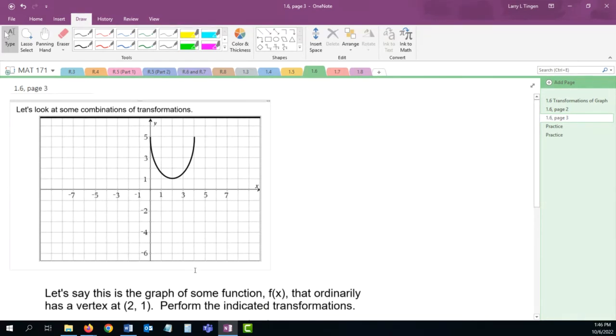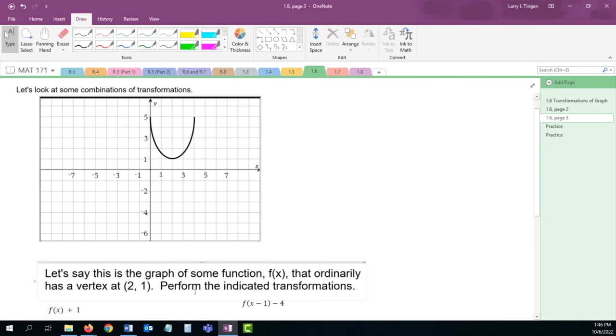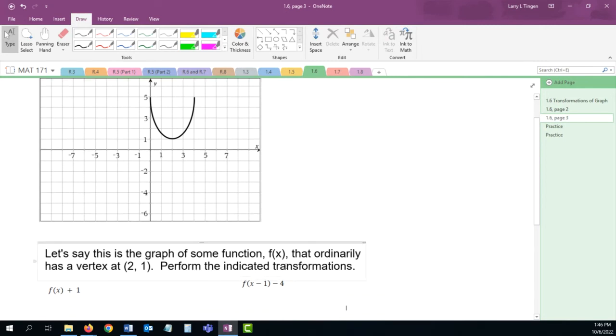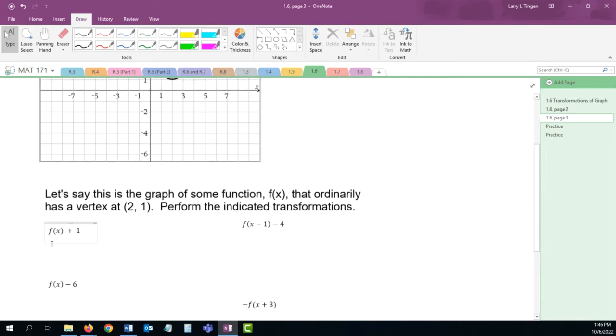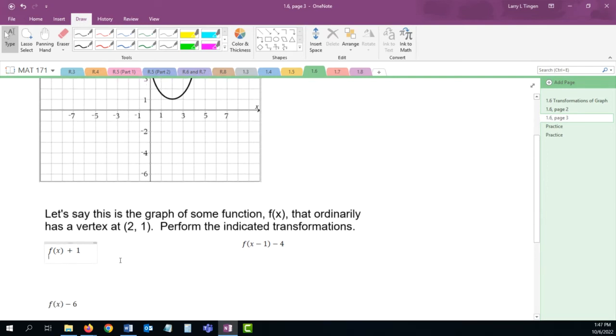Okay, so there's my graph. It's a parabola, it's facing up, and it has a vertex at (2, 1). We're asked to perform the indicated transformations. So f of x plus 1. Well, in this one, k is 1.